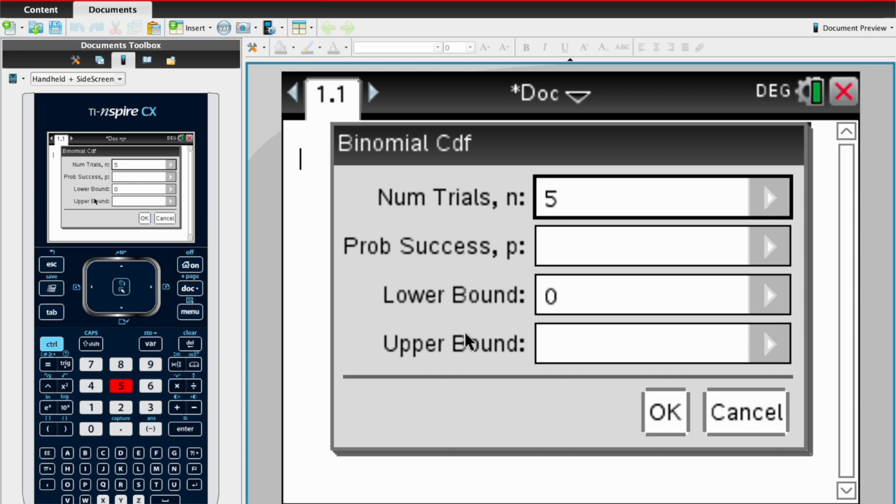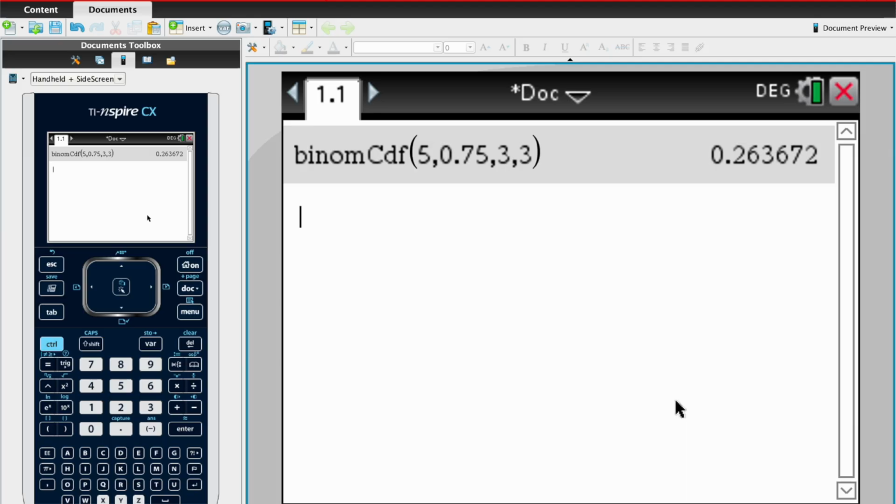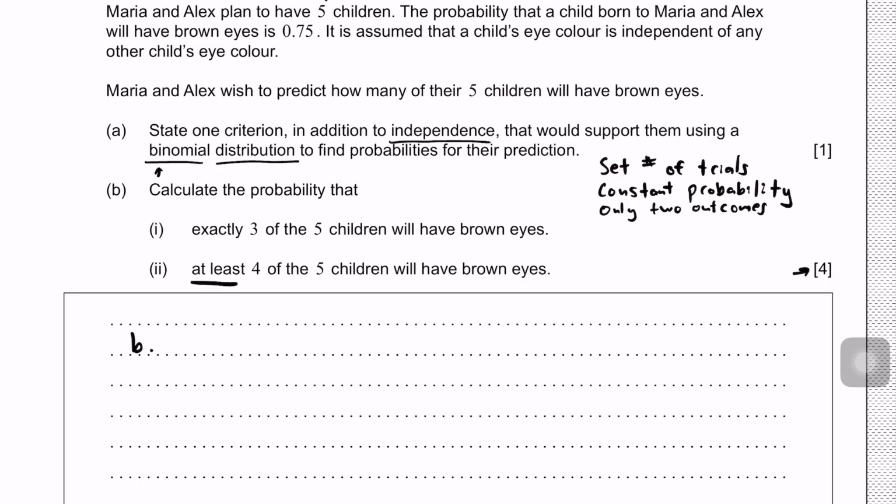Number of trials is 5. There's only 5 children. Probability of success: in this case, we want brown eyes, so we're calling brown eyes a success. So 75%. And we want exactly 3 of the 5 children to have brown eyes. That means lower bound and upper bound are the same, since we're using CDF here. All right, there we go. So the probability that exactly 3 of the 5 children will have brown eyes is roughly 26%, or 0.263672. So I'm going to go back to the document here and write that out.